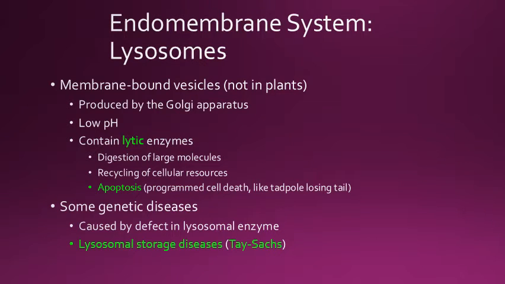Lysosomes are membrane-bound vesicles that aren't in plants, and they're produced by the Golgi apparatus. They have a low pH and contain lytic enzymes for digestion and cell death. Some genetic diseases are caused by a defect in the lysosomal enzyme, Tay-Sachs, for instance, which we will talk about later.